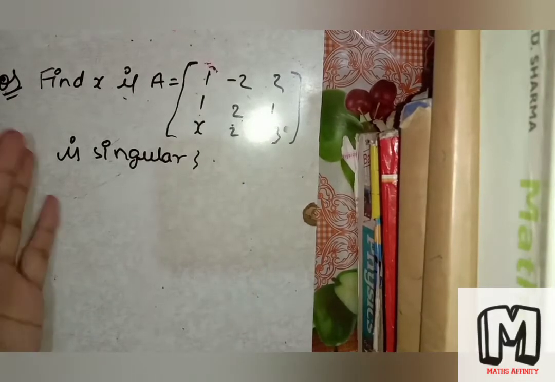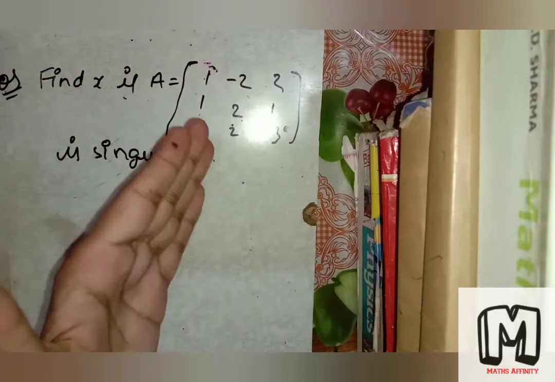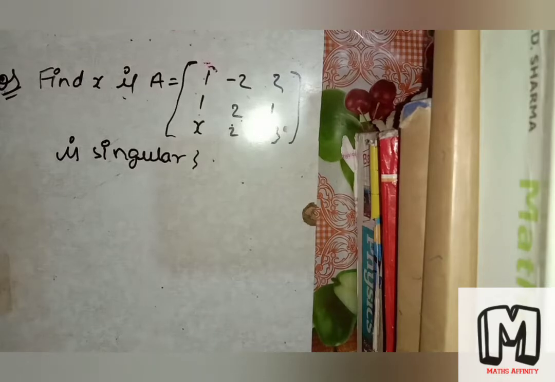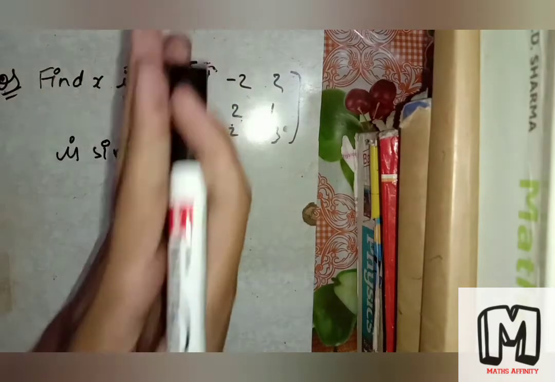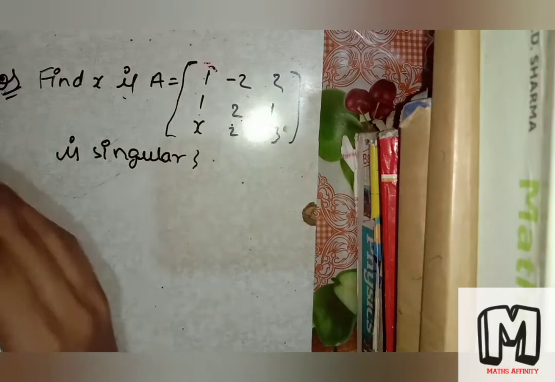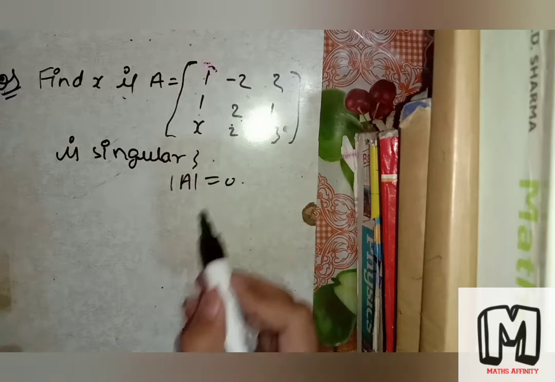So given that, find the value of x, means if a 3x3 matrix given is singular, then how will you solve this question? Very simple. You must know the condition I had told before this question, means determinant of A is equal to 0. By putting determinant of A equal to 0, you can solve this question very easily.